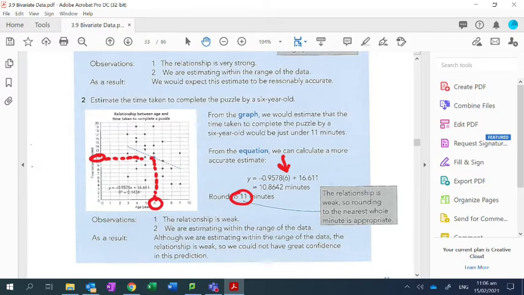Calculate. That one was calculate. Good. Notice the dots are all over the place, right? So what does that tell you about the strength of the relationship? It's weak, so they went ahead and rounded to the nearest minute. Don't put a decimal because you don't have any idea, right? So just round to the nearest whole number if it's a weak relationship, because you're just giving an estimate.